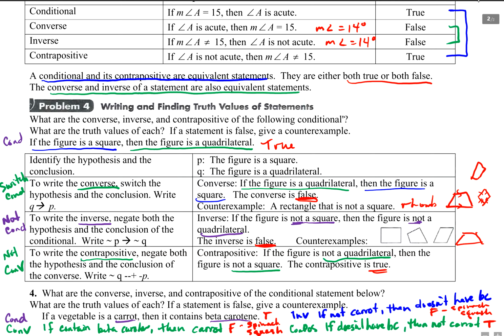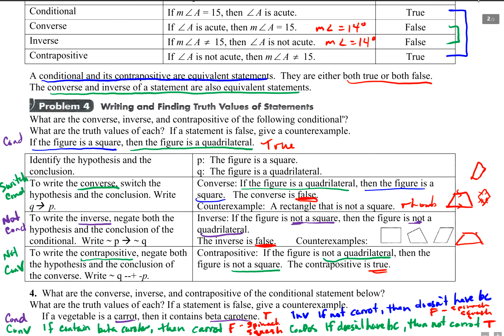Now our inverse, remember, is we negate our conditional. So if a vegetable is not a carrot, then it doesn't contain beta carotene. Well, there's lots of vegetables that are not carrots that still have beta carotene. We just gave examples: spinach, squash, cantaloupe, sweet potatoes. We expected our inverse to be false because our converse was false. And remember, converse and inverse are equivalent statements. So not surprising that that one is not true.